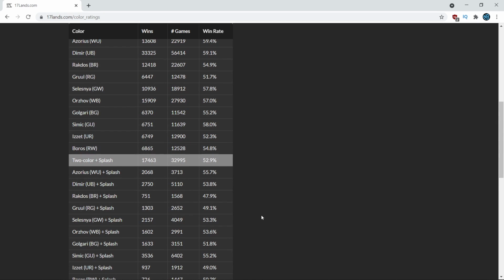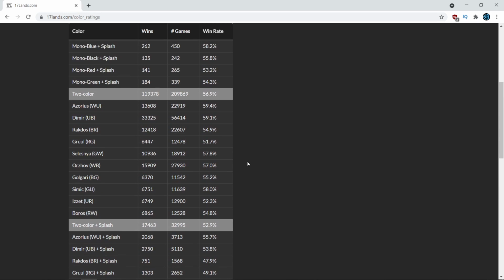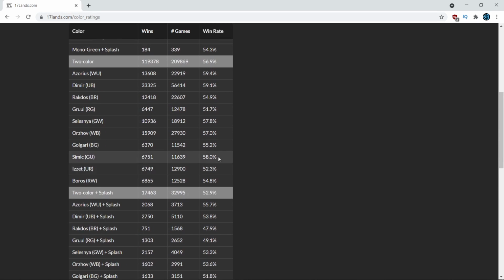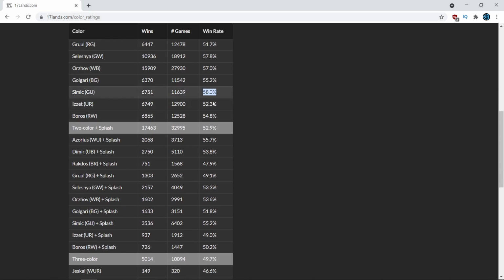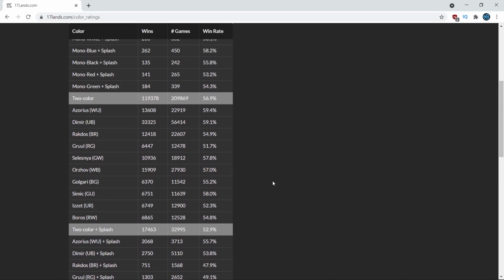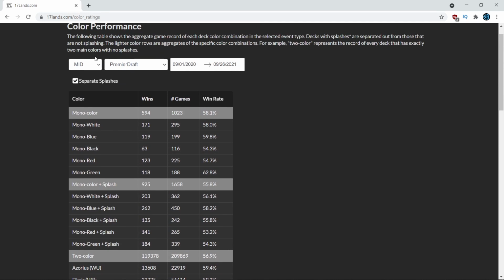and red-black is particularly egregious in that sort of regard, whereas a deck like Simic, which is maybe going to be more controlling sometimes, doesn't lose quite as much when splashing, 58% compared to 55.2. So that's about 2.8 percentage points, which is a decent amount below the average. So those are the sorts of things to keep in mind when you are evaluating these sorts of numbers, and I find that to be a very useful part of the page.